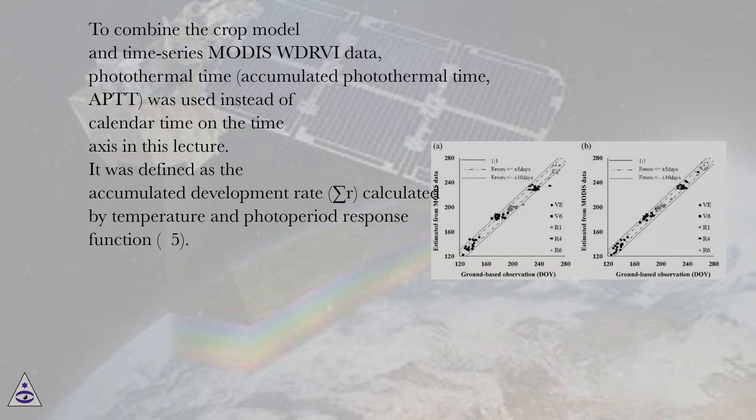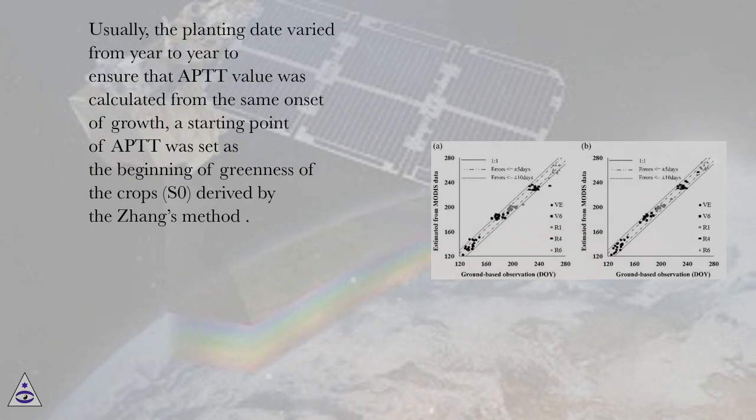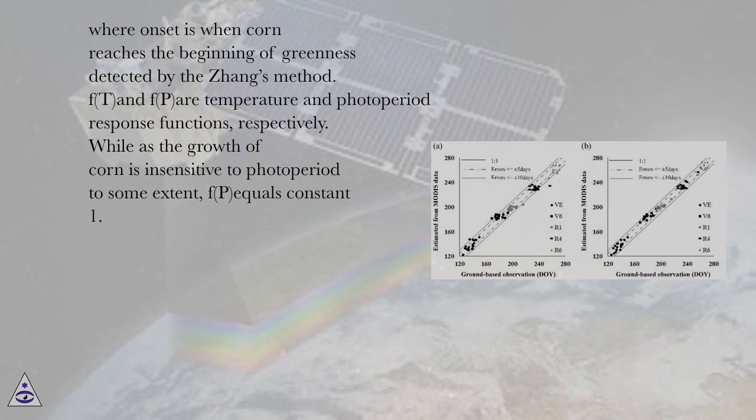It was defined as the accumulated development rate, R, calculated by the temperature and photoperiod response function, Equation 5. Usually, the planting date varied from year to year, so to ensure that the APTT value was calculated from the same onset of growth, the starting point of APTT was set as the beginning of greenness of the crops, S0, derived by the Jones method. Onset is when corn reaches the beginning of greenness detected by the Jones method.